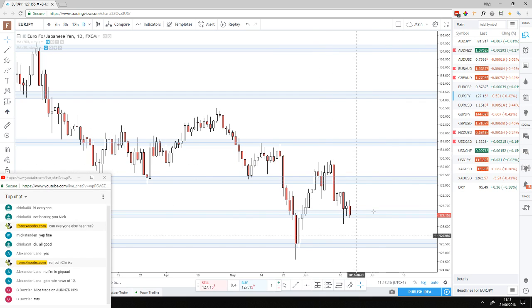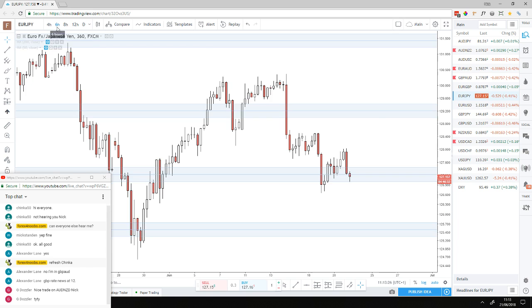Euro JPY. Euro JPY is hitting this support area, pretty strong support area. It's already reacted at this one and pulled away, I believe, twice now. Let's jump to a lower time frame and check it out.